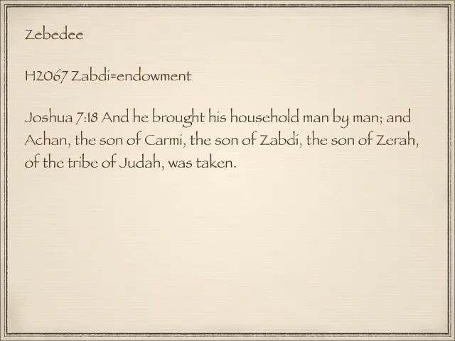Zebedee was their father, and this is a name which appears other places in the Old Testament as Zabdi. It comes from a Hebrew word meaning endowment or dowry. We see it in, for example, Joshua 7:18. And he brought his household man by man, and Achan, the son of Carmi, the son of Zabdi, the son of Zerah of the tribe of Judah, was taken when Achan took the forbidden Babylonian garment.